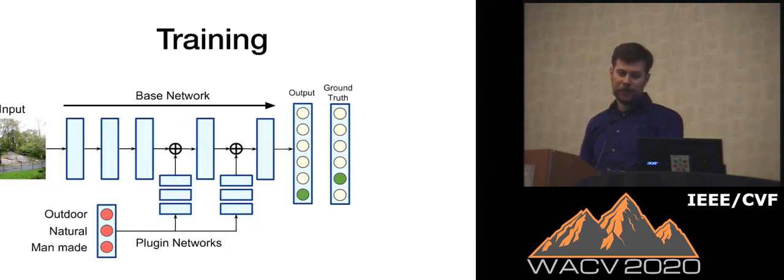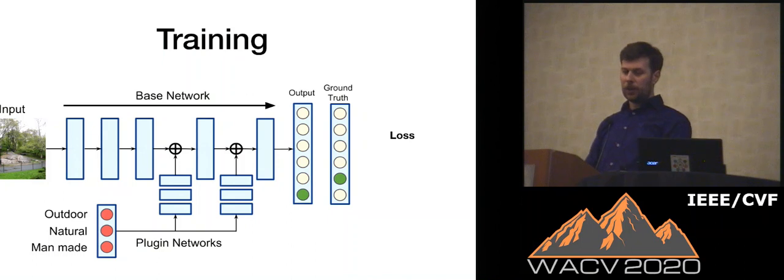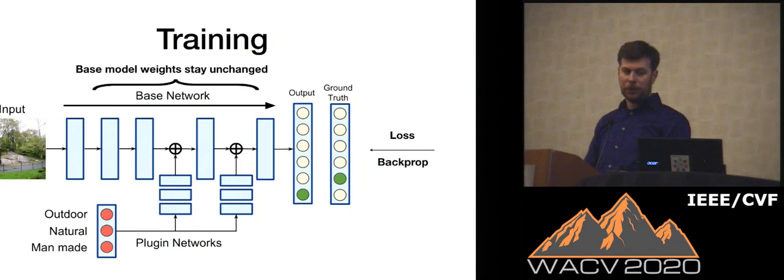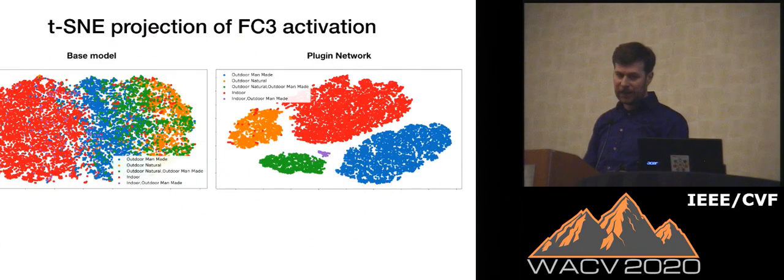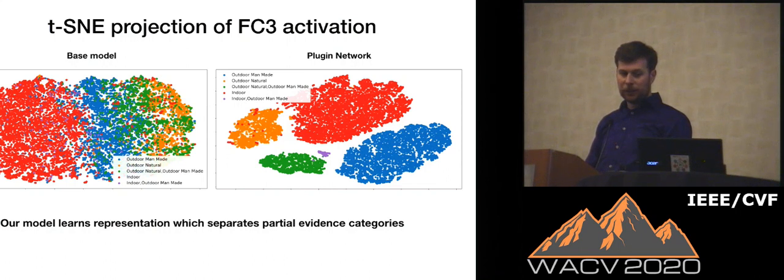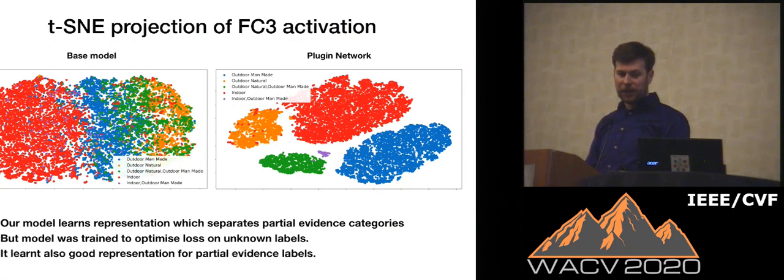For the training, we used the original loss that was for the original task, and we backpropagate the error through the base network, but we don't update its weights. Then we backpropagate to the plugin networks where we update our weights. In this way, we modify only our plugin network. And we show that we need only 20% of the original training data. What is interesting is that our plugin network clusters the activations of the base network based on partial evidence, which is interesting because the network was not trained on that task.